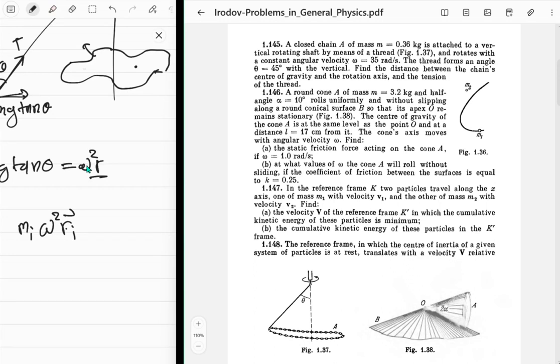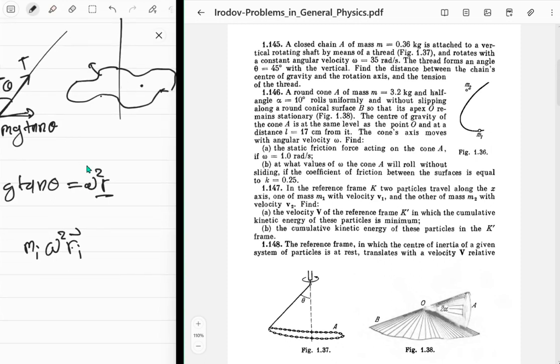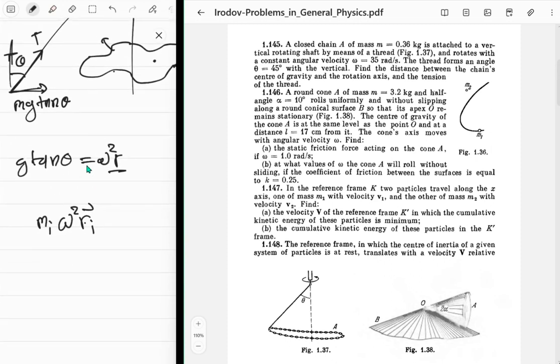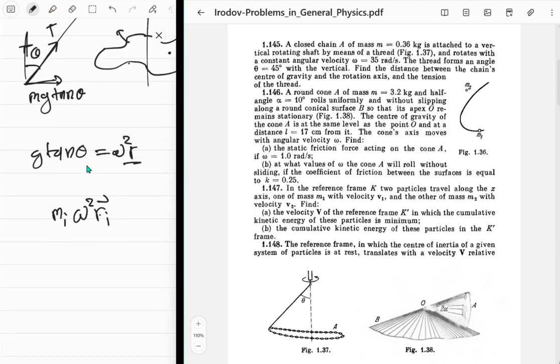You can just think of this body as a bunch of particles, each having mass m_i and position vector r_i from some certain origin. Let's just say r_i is the xy component, not the total position vector, right? The z component manages itself anyway. Just think about the xy component. Then just sum this up and divide by the summation of m_i basically.